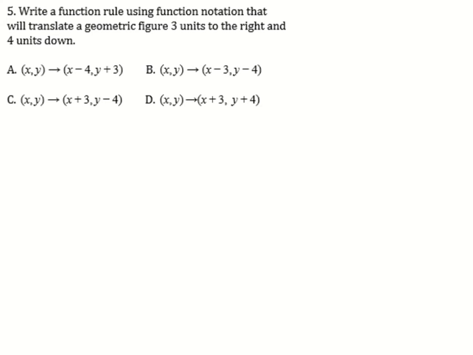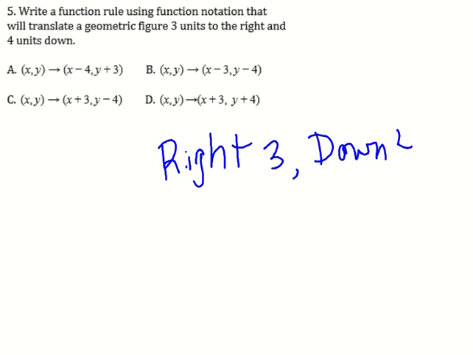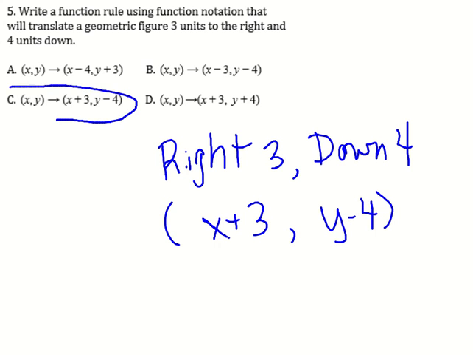Write a function rule using function notation. Right 3, down 4. So x, and I'm going to add 3, and then down, y minus 4. So our answer choice is going to be option C. These so far, just knowing your rules and knowing that right is addition, down is subtraction, left is subtraction, up is addition.